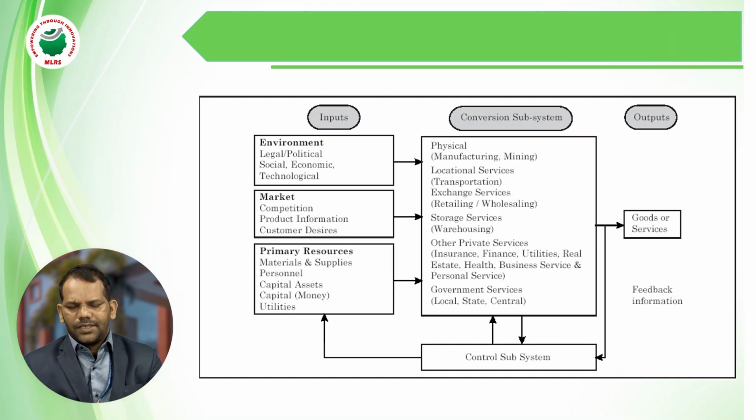For example, salaries paid, wages paid, material bought, electricity bill paid, office rent paid. Cash is required to pay such expenditures in the production process. Capital or money, utilities: when we properly use all the resources, then only is it possible to get the desirable output of productivity from the market.